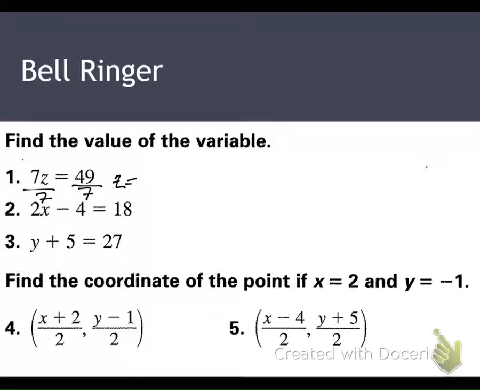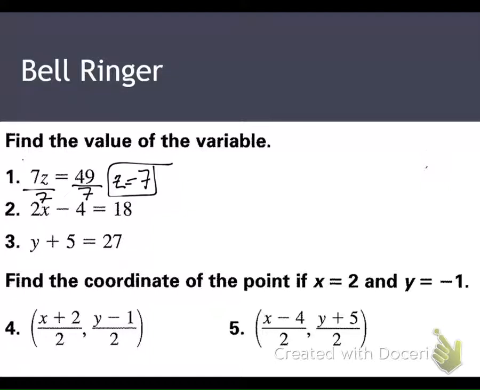So when we want to isolate that variable of z, we have to get rid of the thing that's bothering it. The thing that's bothering it is the 7. We divide both sides by 7. What do you get when you divide 49 by 7? 7. Nice job.